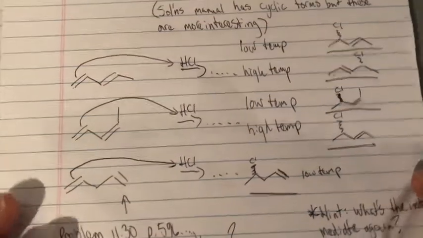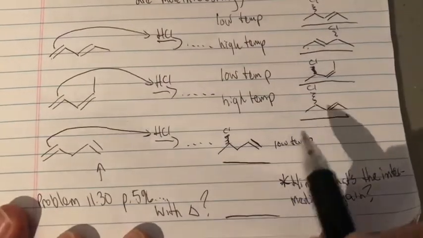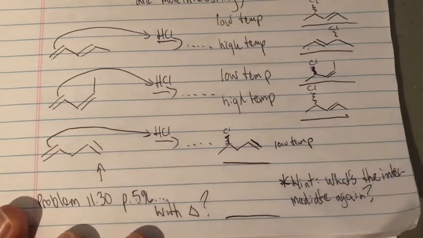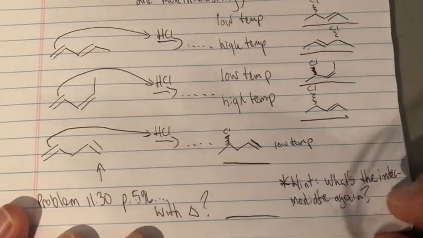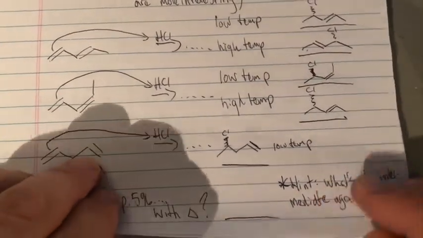Okay. So why don't you take a look at problem 11.30 on your own time and see how that changes when you apply heat. So remember that you can have some kind of carbocation rearrangement if there's some hydrogens around or methyl groups, whatever. Okay. Hint, hint.